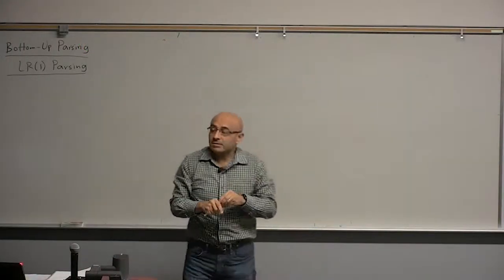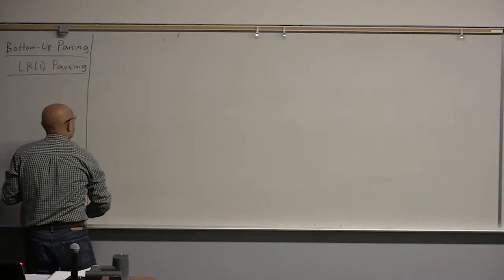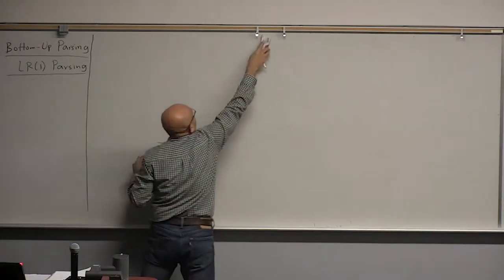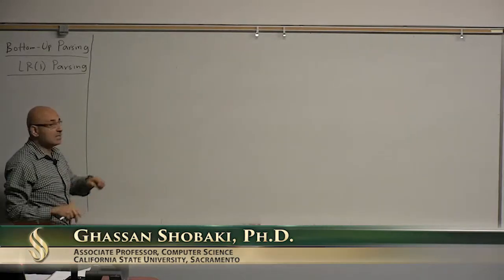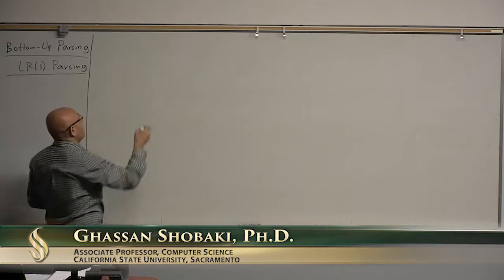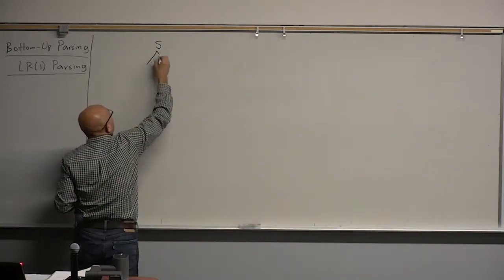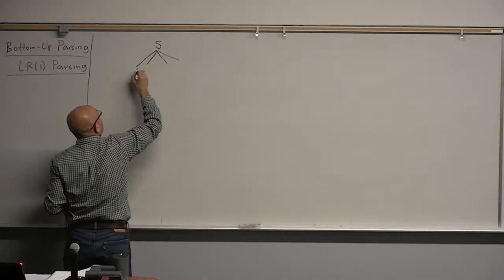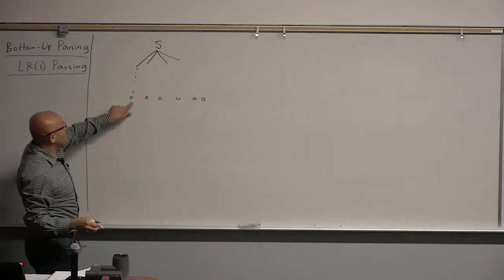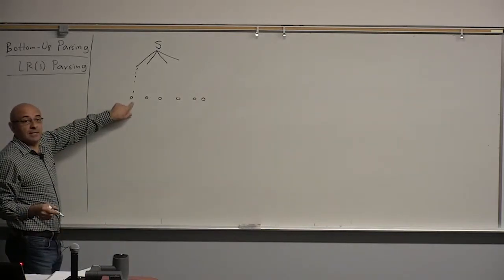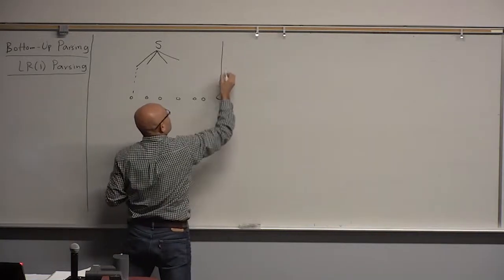So today we'll be talking about bottom-up parsing. So far we did top-down parsing. In top-down parsing, we start with the start variable, which is the root of the tree, and we work our way down the tree until we get to the leaves. And the leaves of the tree are what? The terminals.